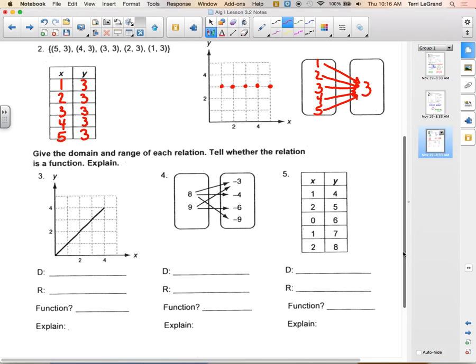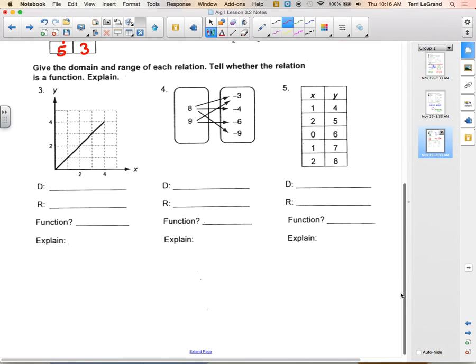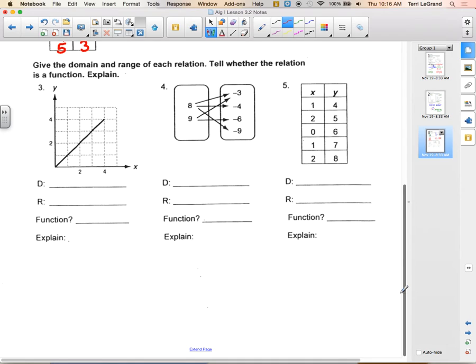Okay, let's try numbers 3, 4, and 5 now, where we're doing a little bit of everything we have done. Give the domain and range of each relation. Tell whether the relation is a function and explain. Okay, what's the domain for that relation?